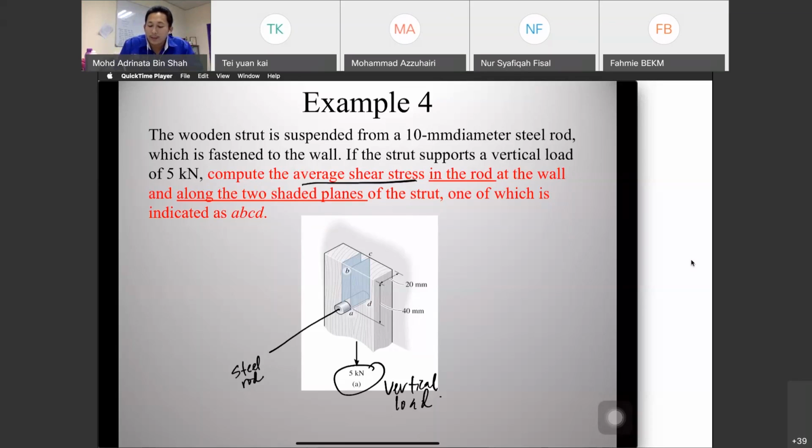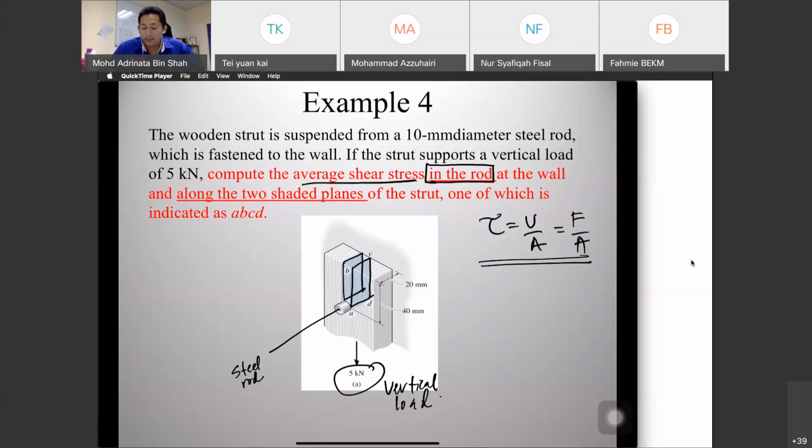Compute the average shear stress, V over A or F over A, in the rod at the wall and along the two shaded planes of the strut, one of which is indicated as A, B, C, D. So we have shear stress, remember V over A or F over A, and then we have to calculate our A. This is 10 mm diameter, so we need to find what A is. This is 20 times 40, so we need to find A. So we have two answers.